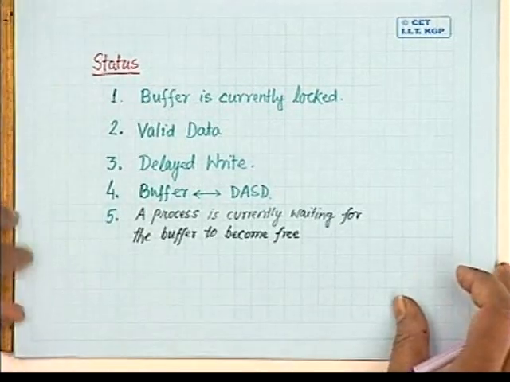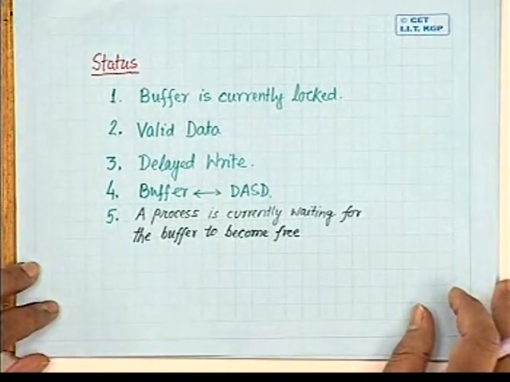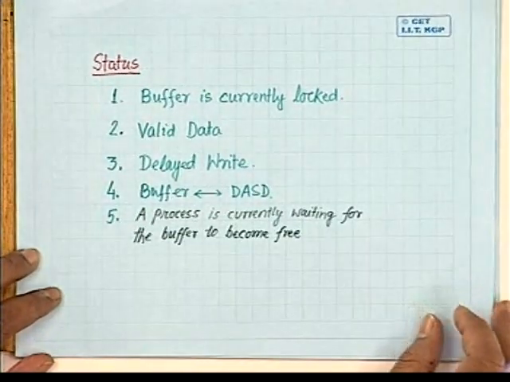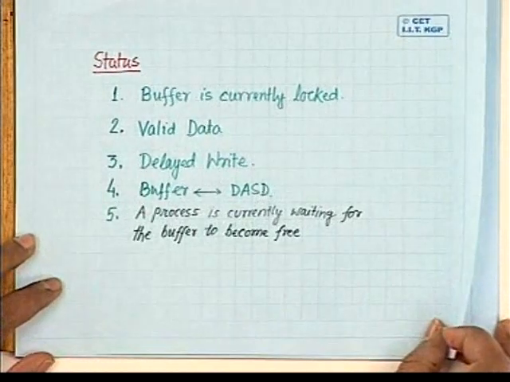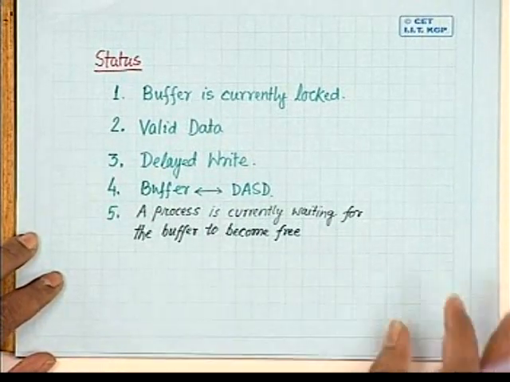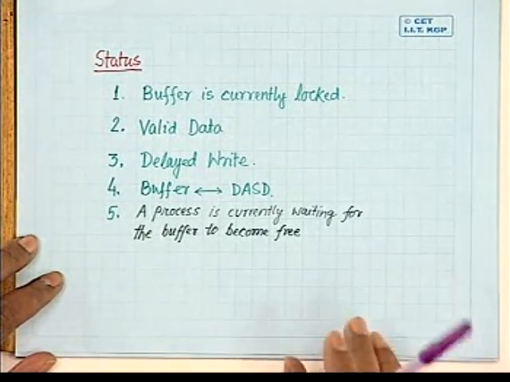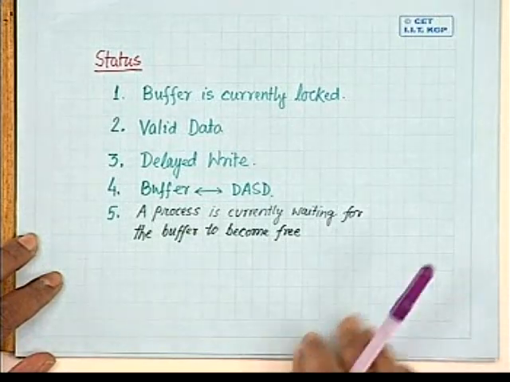Now the buffer is used for putting the data blocks in the least recently used manner, because I have a finite number of buffers in the system, and those finite number of buffers are to be used by the kernel for storage of different data blocks. So it is quite possible that when a new data block has to be read in and put into the buffer, we find that none of the buffers are empty.